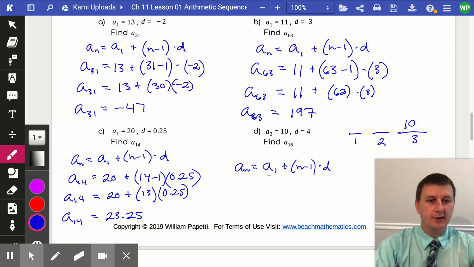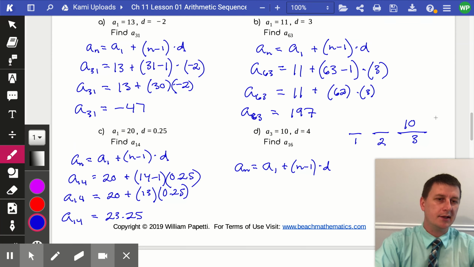All right, so we don't know what a sub 1 is, but we do know what our difference is. If we're adding 4 to get to our next term, what do we do to get to our previous term? We want to subtract 4, because we want to do the opposite of adding 4. We're moving backwards in our sequence. So if we subtracted 4, we'd get 6. But that's only our second term, so we want to subtract 4 once more to get a sub 1, and we'd get 2, because 6 minus 4 would give us 2. So a sub 1 we know is 2 now.